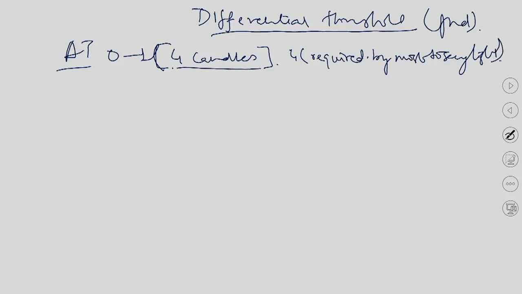Now, how do we find out the differential threshold? What is the differential threshold? It is the number of candles that I should add to these 4 candles, so that people say that now they see a change in intensity, now they see a change in light. Let us assume that the person has made a change. So, I add one more candle to it. Now I have 5 candles and the person says, I see the same amount of light.